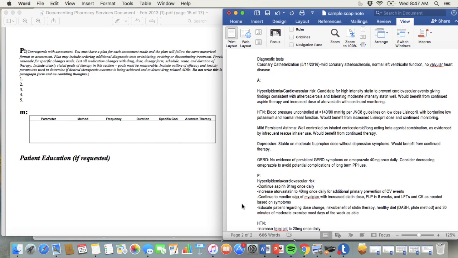And then with borderline low potassium and normal renal function, that's going to justify also increasing the lisinopril. Because you know your potassium's not too high, you know it's safe based on the renal function.